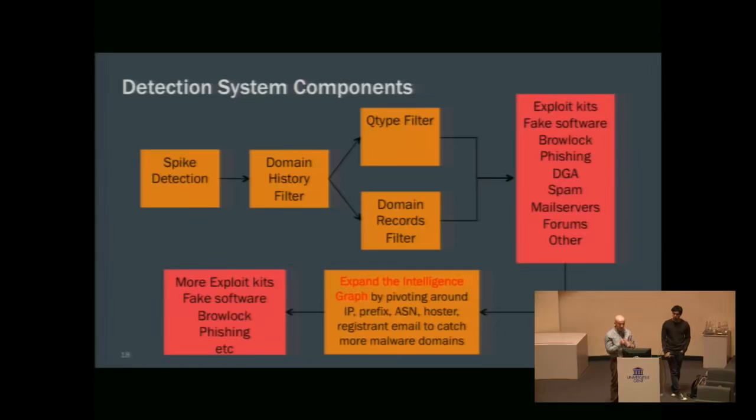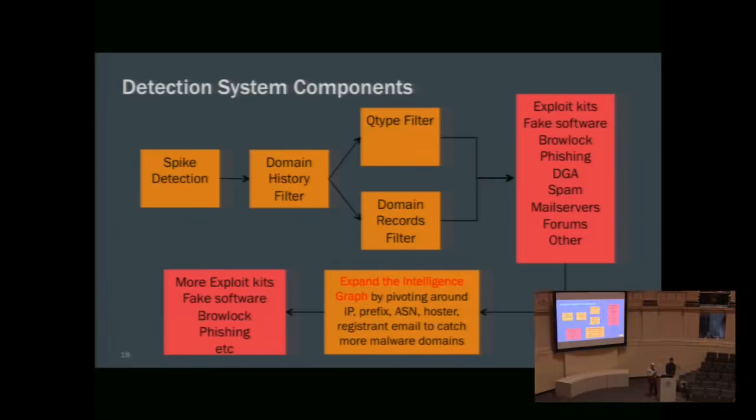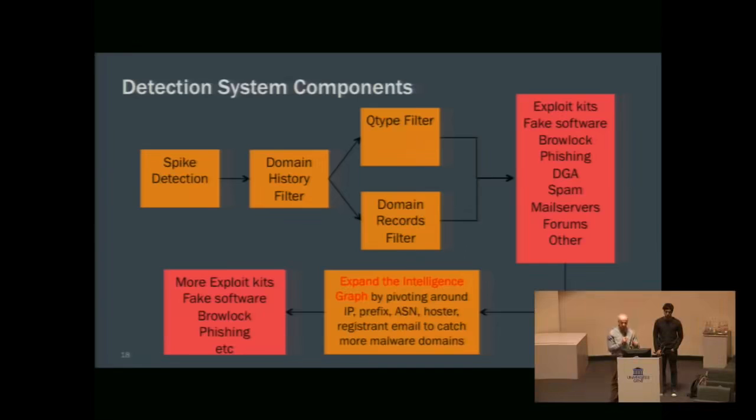And then from that, you have a couple more filters that are forked at the same time. One is based on the QTYPE that we receive in the queries, and the other is a sort of active probing, where you check whether the domain has specific records. The combination of those two allows us to decide whether this domain is a potential exploit kit, fake software, browlock, phishing, DGA, spam, etc.